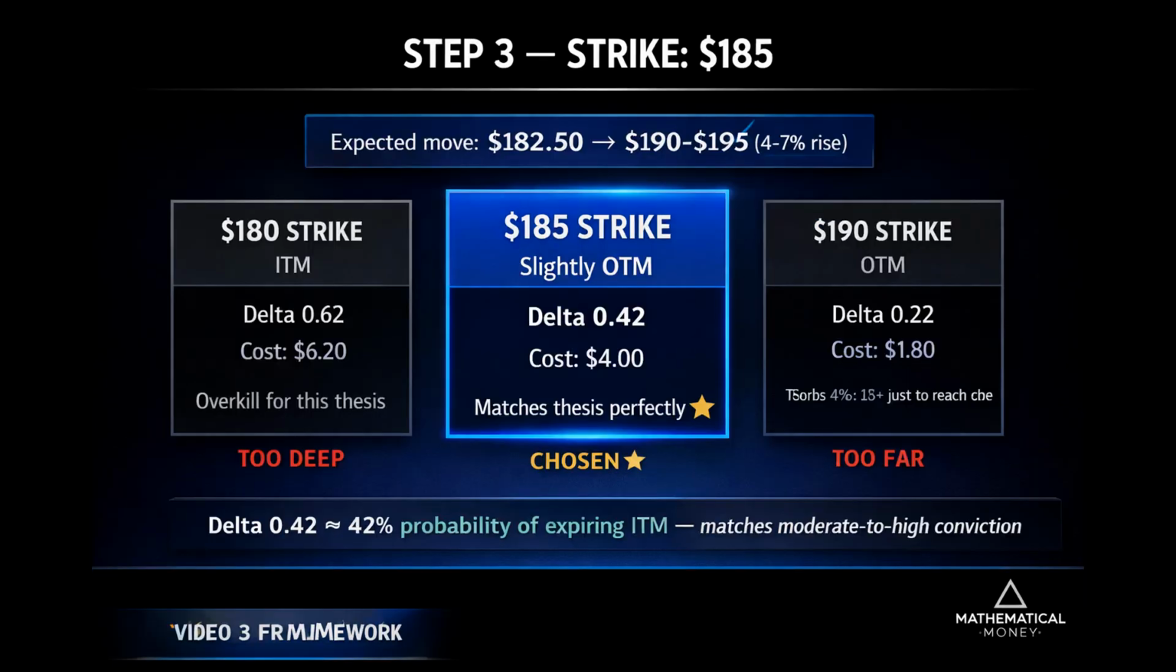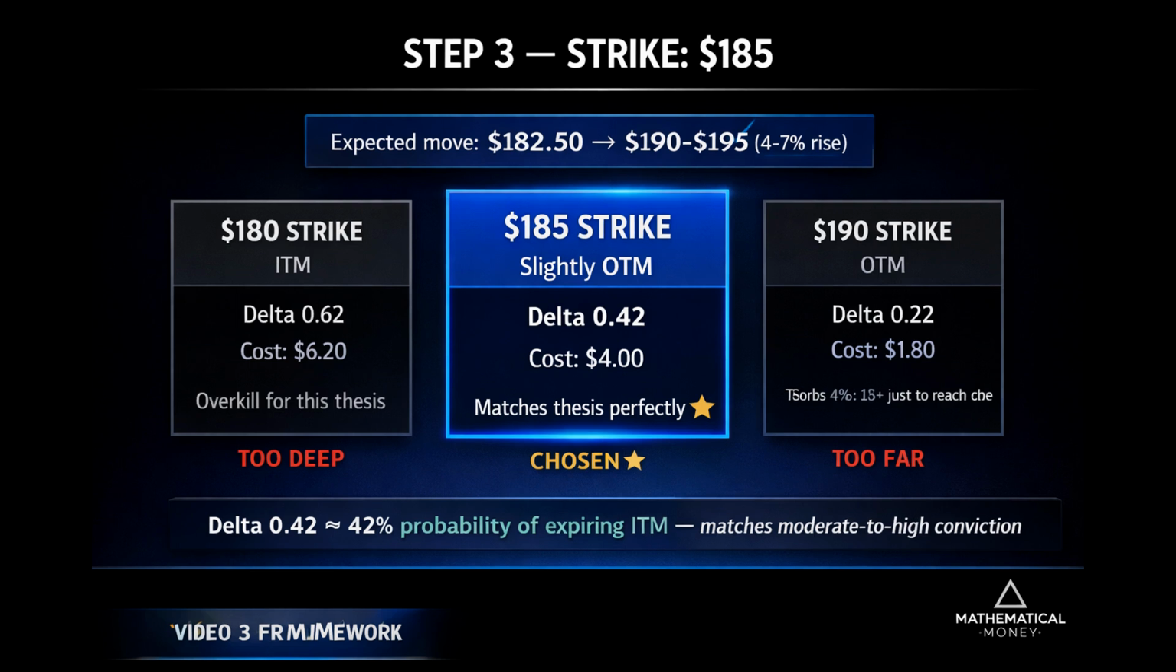Step 3. Strike selection. The thesis expects Apple to move from $182.50 toward $190 to $195, a move of approximately $7 to $12. You are not predicting an exact level. You are positioning for a directional move with a clear price range. Applying the framework from video 3, your conviction is moderate to high, and you expect a meaningful move, not just a small drift. That points to a slightly out-of-the-money strike, not a deep out-of-the-money lottery.